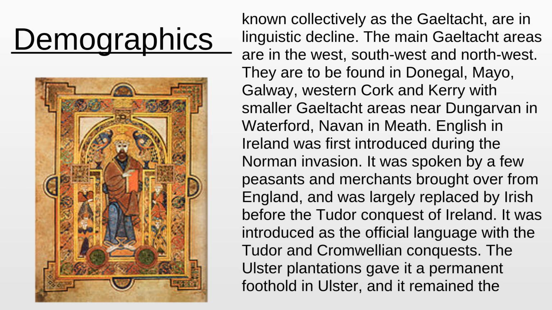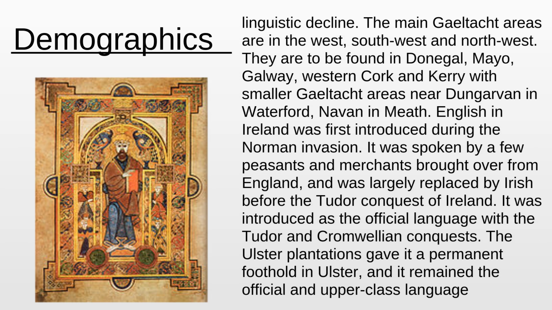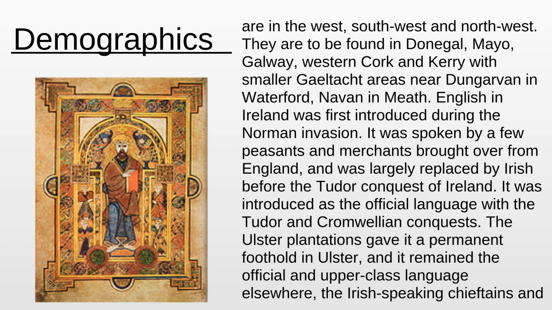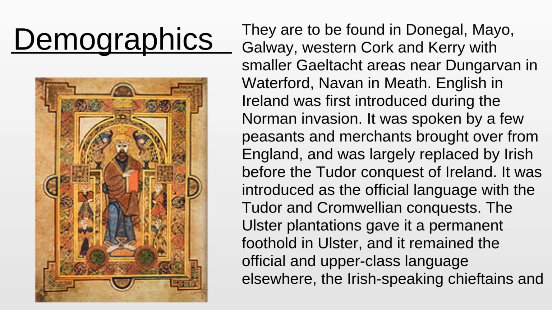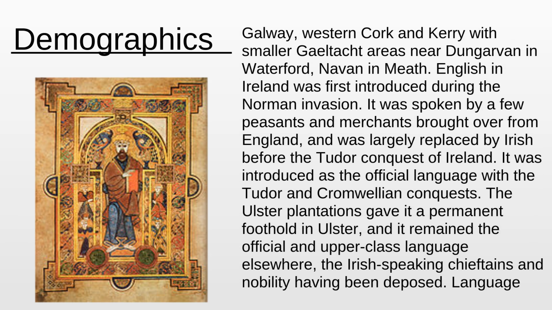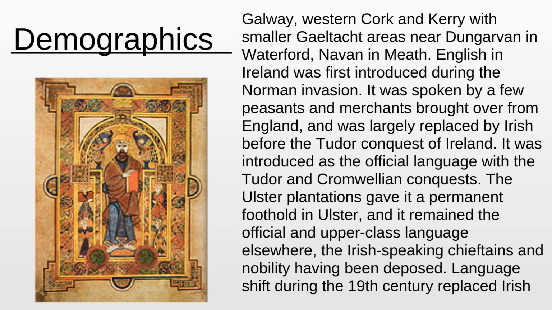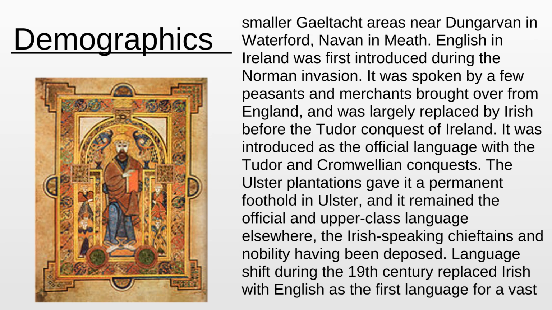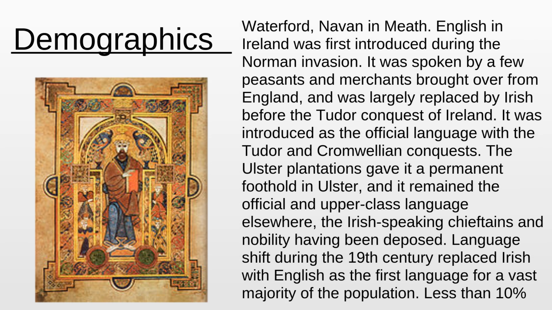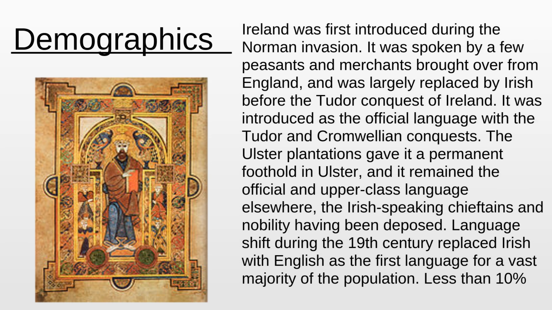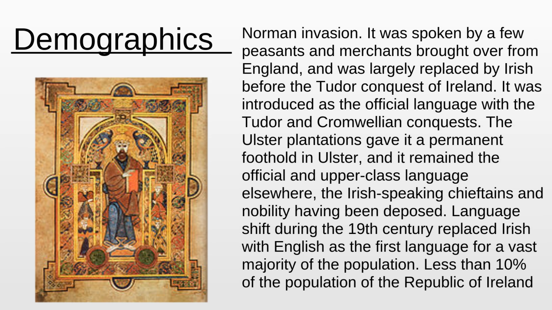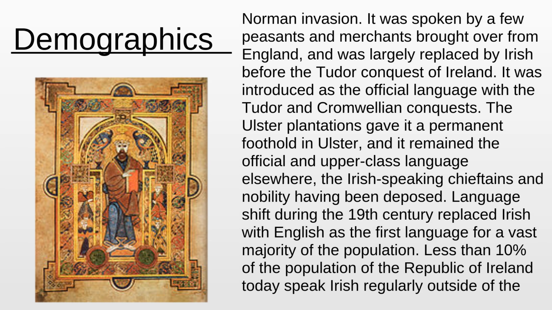Traditional rural Irish-speaking areas, known collectively as the Gaeltacht, are in linguistic decline. The main Gaeltacht areas are in the west, southwest and northwest. They are to be found in Donegal, Mayo, Galway, Western Cork and Kerry, with smaller Gaeltacht areas near Dungarvan and Waterford, Navan and Meath. English in Ireland was first introduced during the Norman invasion.